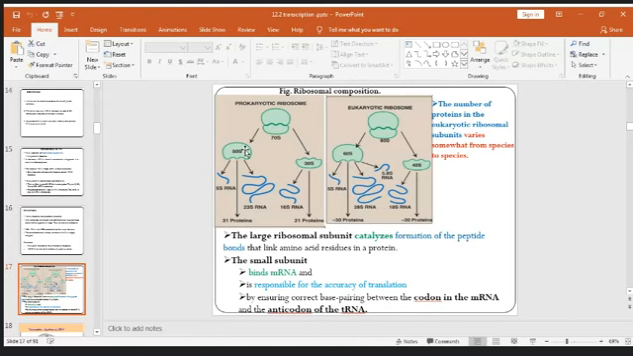So the larger subunit contains 5S RNA and 23S RNA, totally 50S. Besides that, it contains around 31 proteins.